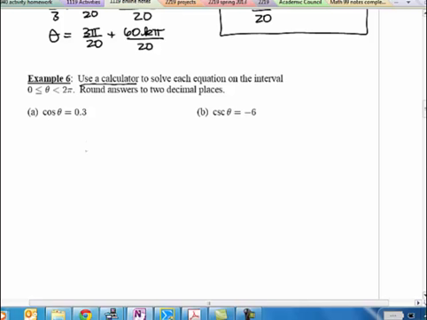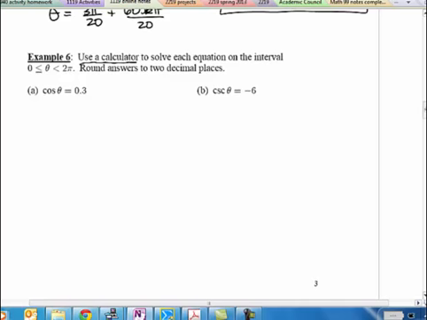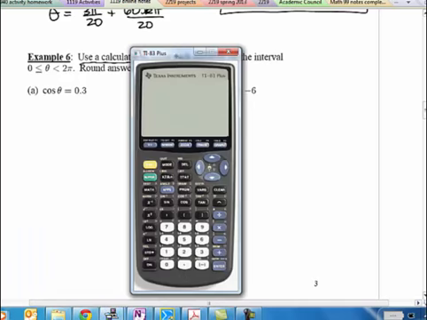Right, so only if we have a value like 0 or square root of 2 over 2 or square root of 3 over 2, or change the signs on those, are we going to be able to solve an equation without a calculator. So here we've got 0.3. That's not one of our familiar cosine values. So we're going to take a graphical approach.